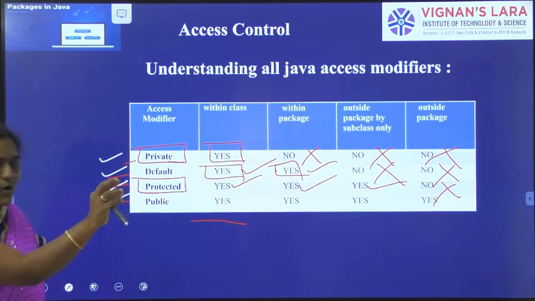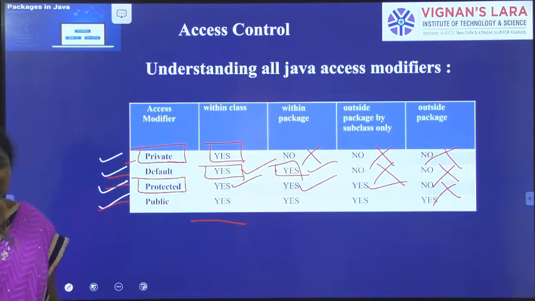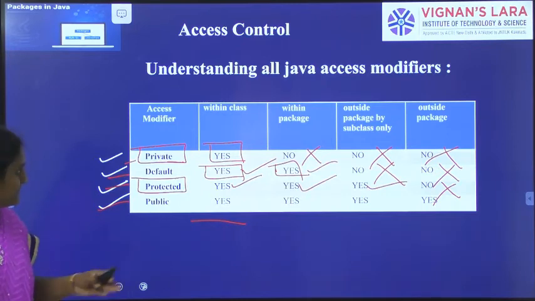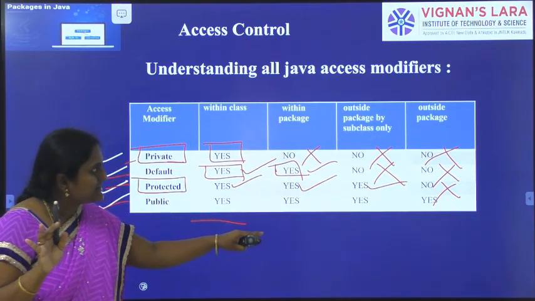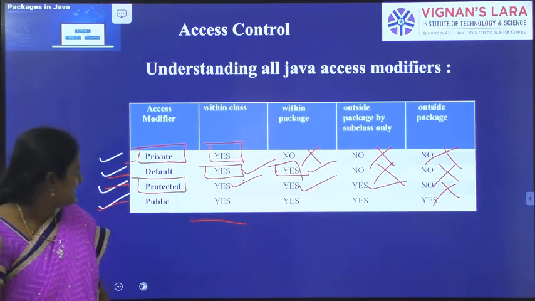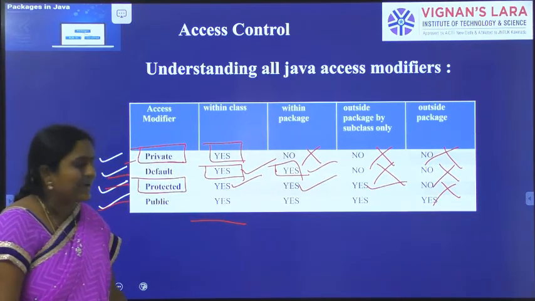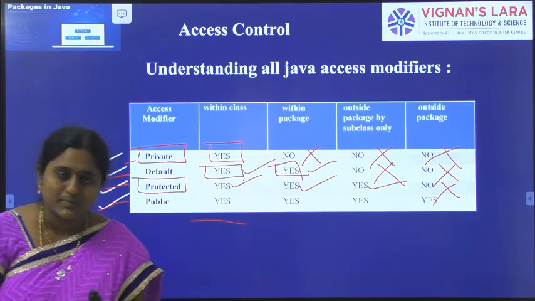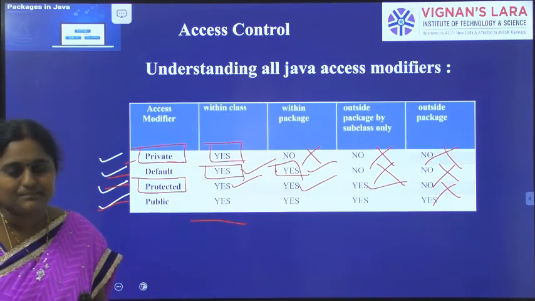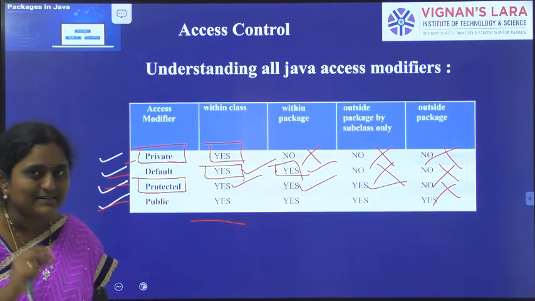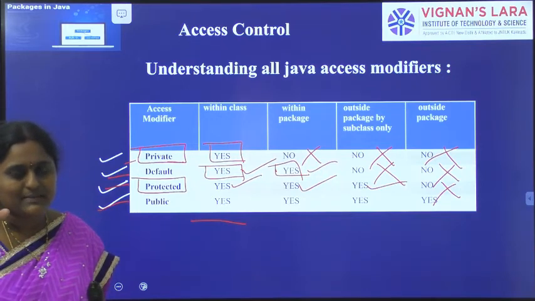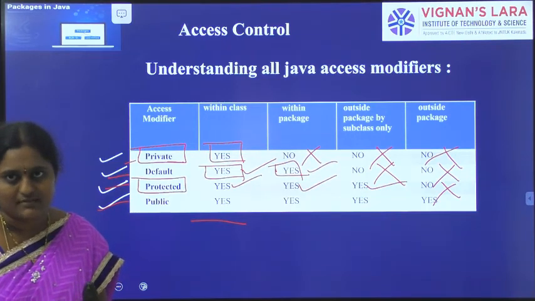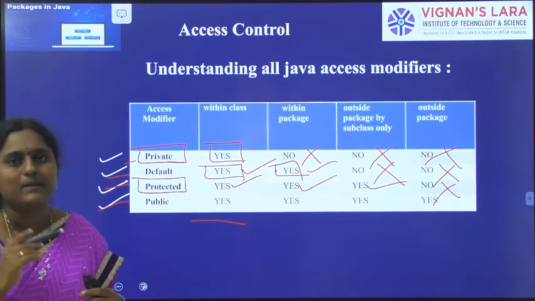This is the scope of access control and access modifier visibility controls. So public means everywhere we can access it: within the class, within the package, outside the package by subclass, and outside the package. Private means only within the class we can access it, whether private data members, private variables, private methods or private classes. A class can be declared as private. That class cannot be accessed outside the class, outside the package, or outside the package by subclass.